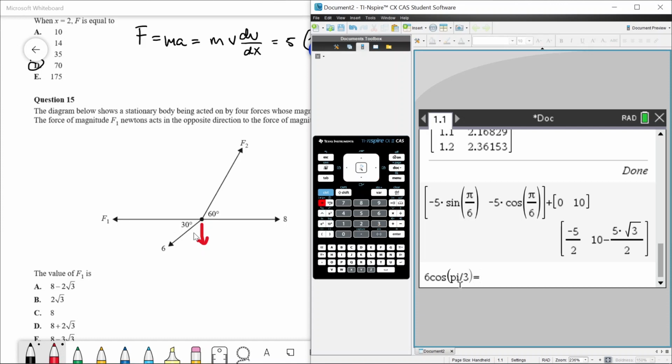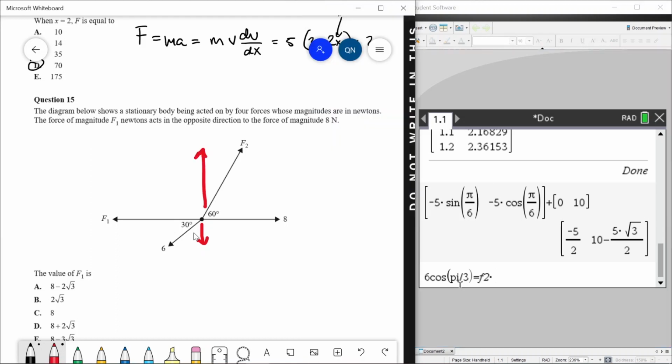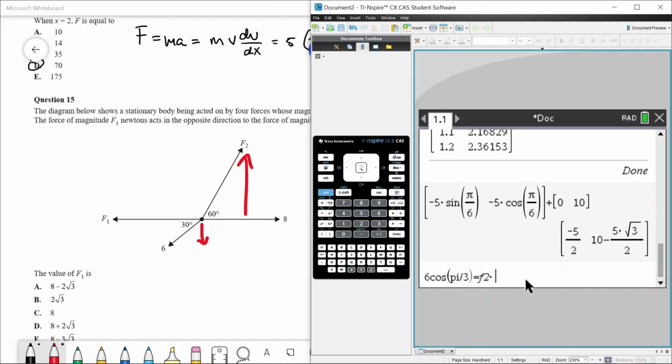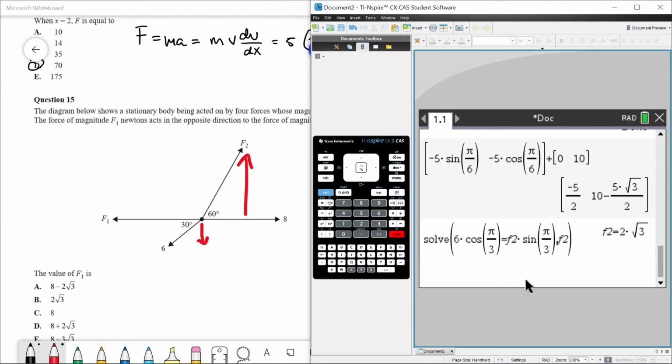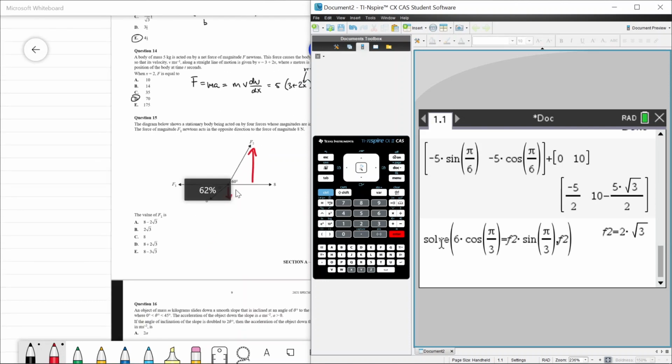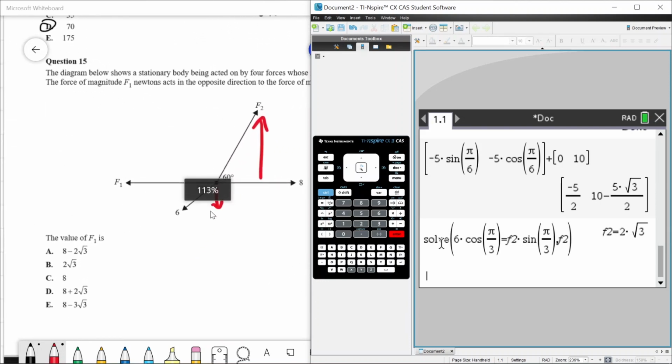Now this must match up with F2, but then we multiply by, well, if we draw a little arrow up over here, that's going to be the opposite, so sine of 60. So sine of pi on 3. And we want to solve this for F2. That gives us F2 equals 2 square root of 3. So we know what the magnitude of F2 is.